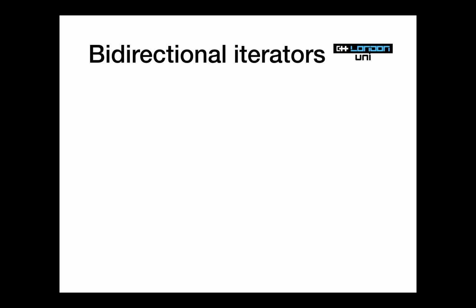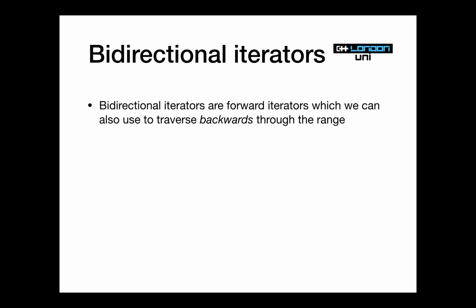Now we start getting on to the more useful ones, the more powerful iterator types. So we have bidirectional iterators. Again, a bidirectional iterator can do everything that a forward iterator can do. So they are forward iterators. But we can also use them to traverse backwards through the range. Forward iterators, as the name suggests, can only move forward. Bidirectional iterators, you can move forwards or backwards.